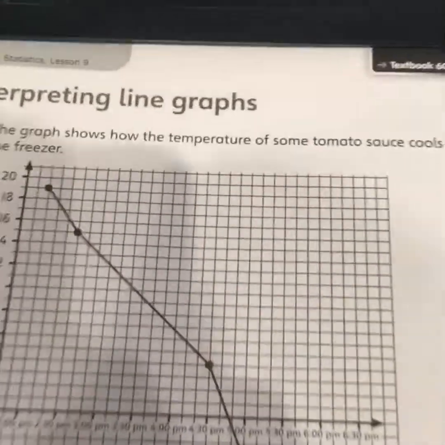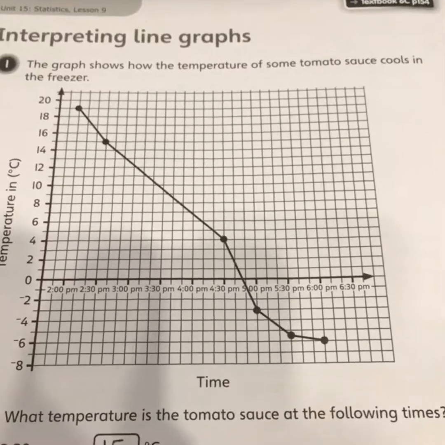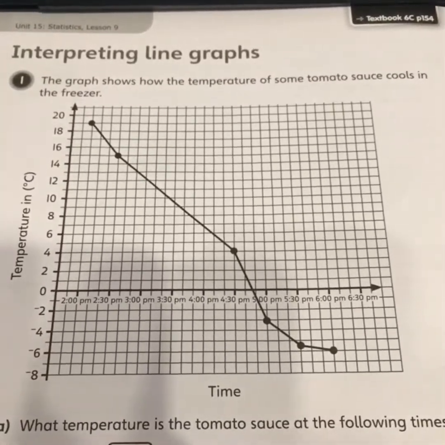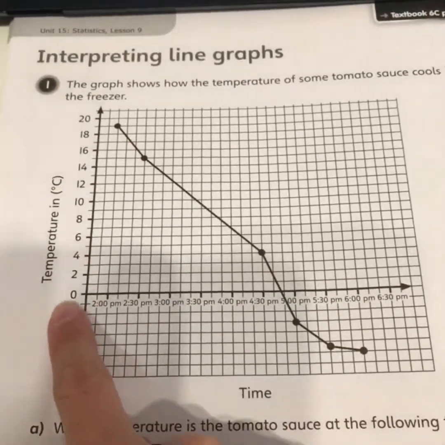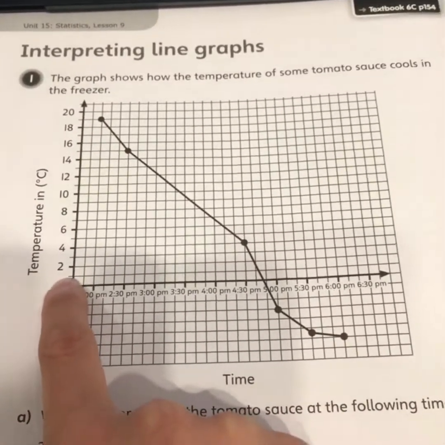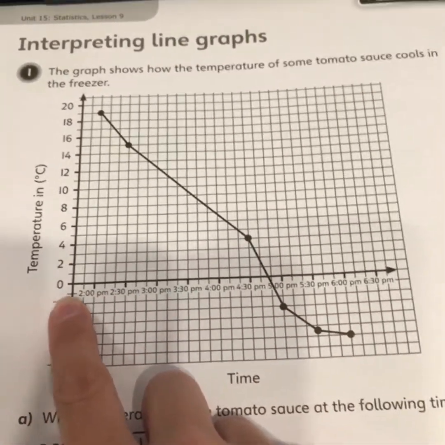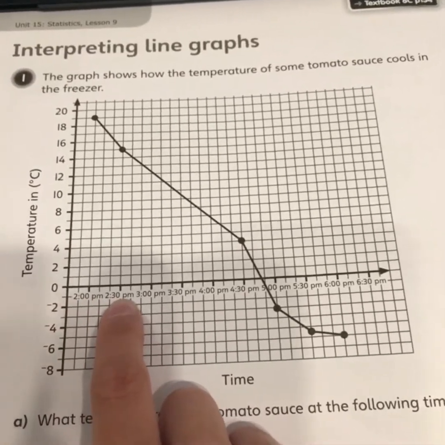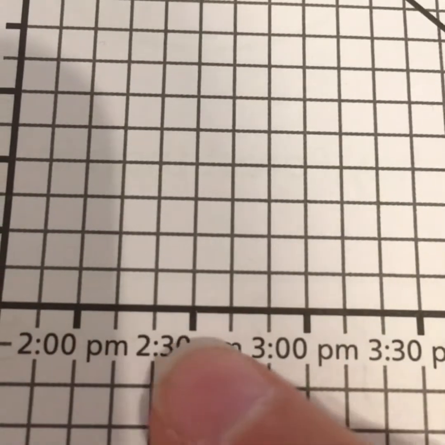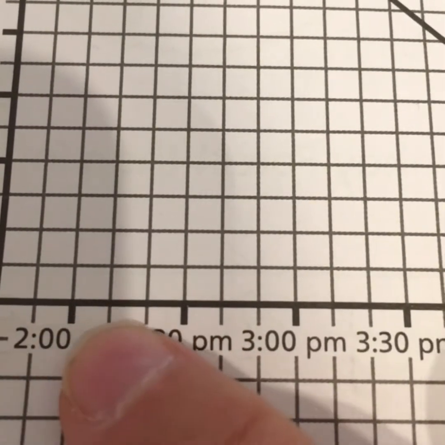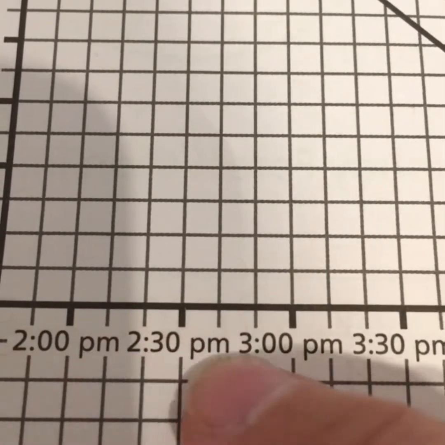Okay then, answer time. So for number 1, first of all, let's work out what this graph is showing us. Well, it's talking about the temperature of tomato sauce cooling in the freezer. Very interesting topic. So here's the temperature. And I can see it's going up in 2, so that tells me each little line is worth 1 degree. Here is the time going across the x-axis, so I can see that it's going up in half an hours. Oh, there you go, I hope you can see that. So from 2 o'clock to 2:30, and I can see that it's got 1, 2, 3 little gaps. It's got 3 parts making up the whole.